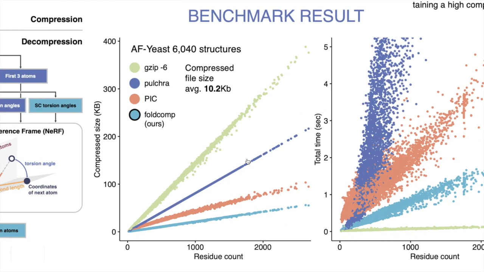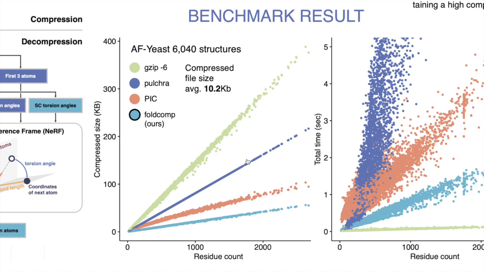We compared FoldComp with 3 other compression tools, gzip, PeRCRA, and PIC. Gzip is the well-known general compression method, and the other tools compared are specific to protein structure compression. PeRCRA uses C-alpha coordinates, and PIC utilizes PNG format to compress the coordinates. When compressing the structures of the AlphaFold proteome, FoldComp achieved the highest compression ratio of all the compression tools.